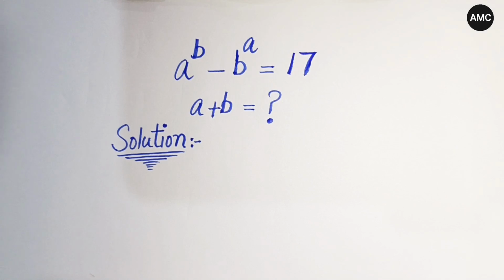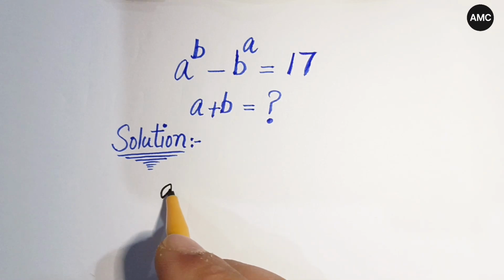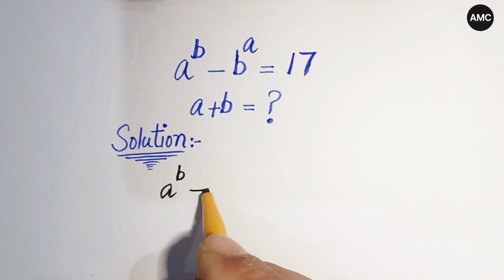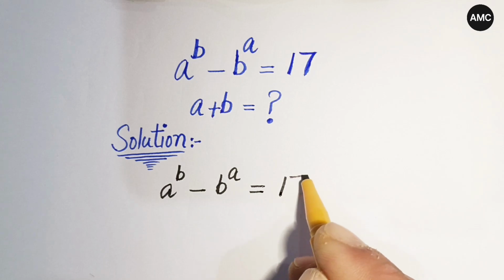Today we have a nice exponential problem: a to the power b minus b to the power a is equal to 17. So we have to find the value of a plus b. Now let's start our solution. Our problem is a to the power b minus b to the power a is equal to 17.